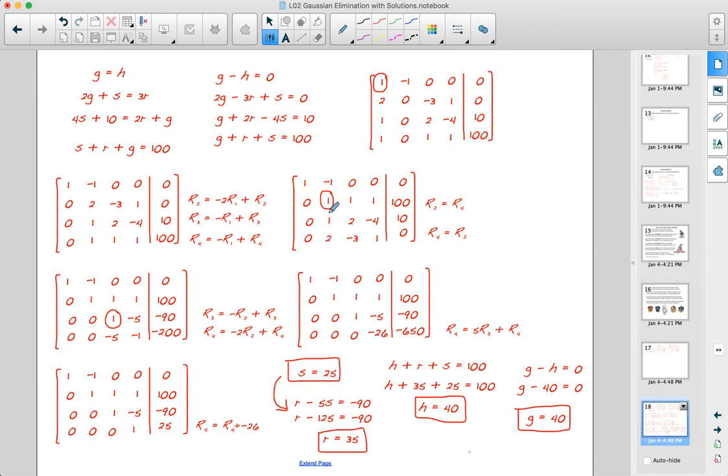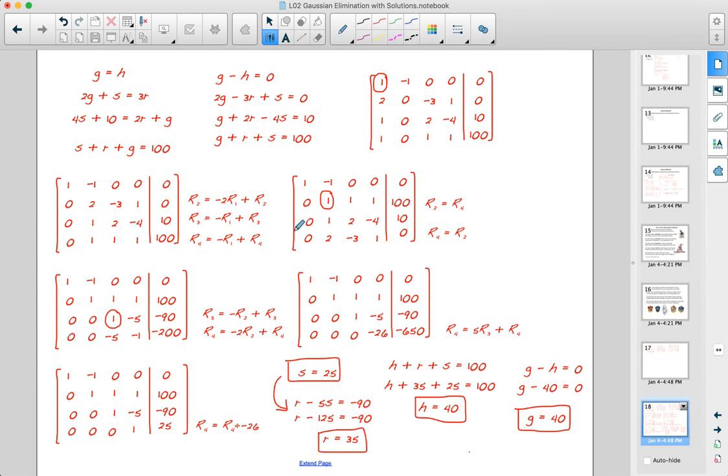So again, we're going to zero out what's below it because we're doing Gaussian elimination. In order to zero this out in row 3, I'm going to have to do negative row 2 plus row 3. In order to zero this out, I'm going to have to do negative 2 row 2 plus row 4. So row 3 becomes negative row 2 plus row 3. Row 4 will become negative 2 row 2 plus row 4.